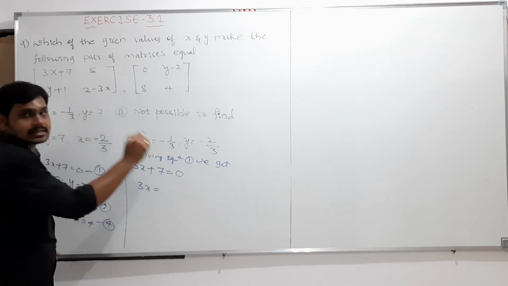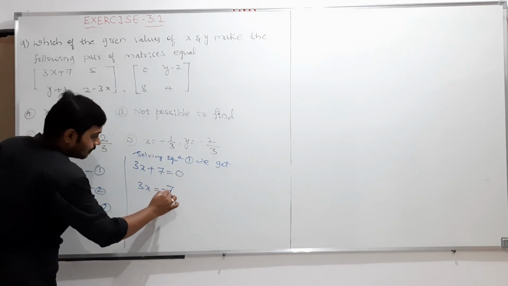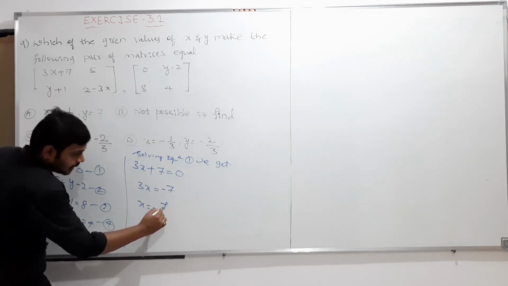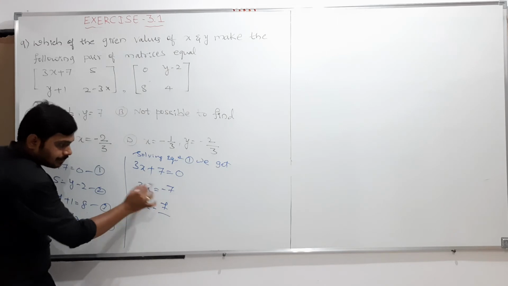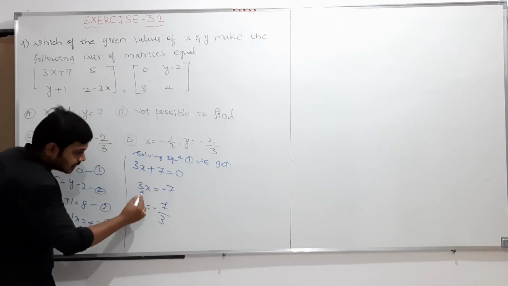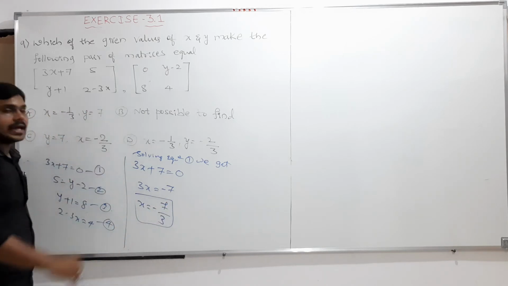3x is equal to plus 7. If I shift that side, that will become minus 7. And here it is, x is equal to minus 7 divided by 3. If I shift that side, that goes to the denominator, because here multiplication is there, 3 into x. So therefore this is your x value.